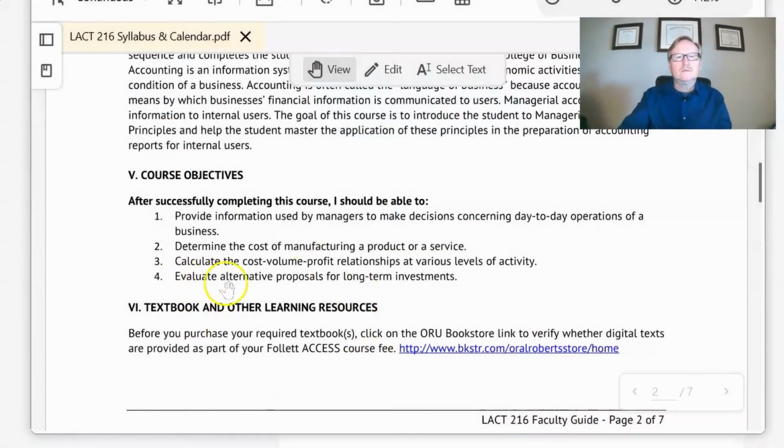Okay. Evaluate alternative proposals for long-term investments. So remember, long-term investments are assets that we have for longer periods of time. Maybe we're going to buy a building, a truck, machinery, anything like that. And that's going to last us for more than a year, so to speak. And we've got to make decisions, right? And a lot of those decisions, there's a whole category of them that you go through.